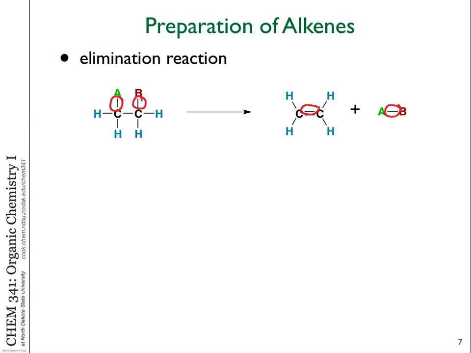Okay, so let's say this comes off as an A plus and a B minus. So there's the electrons that form the AB bond, and the electrons that were with the A-B bond form the new double bond. This is something which is general and consistent with all of our elimination reactions that we'll talk about. Okay, so let's look at some specific examples.